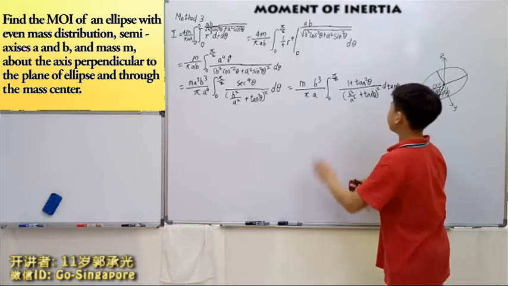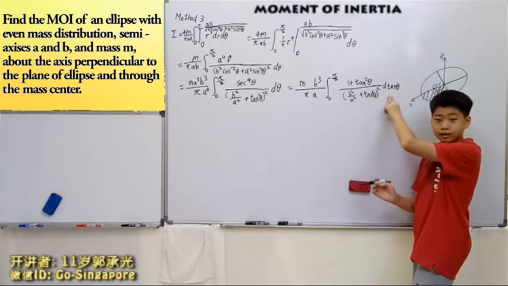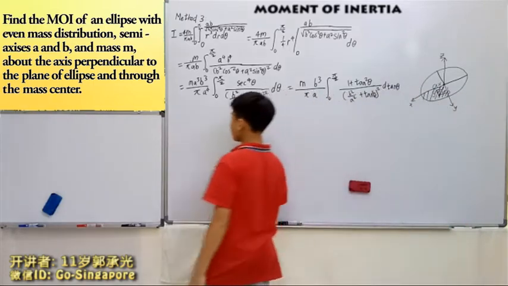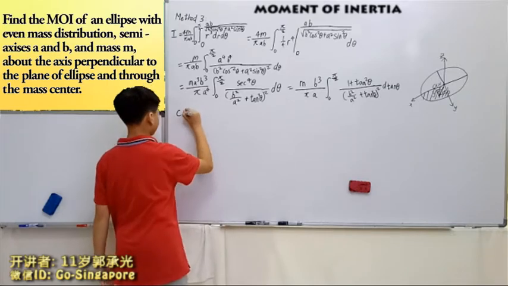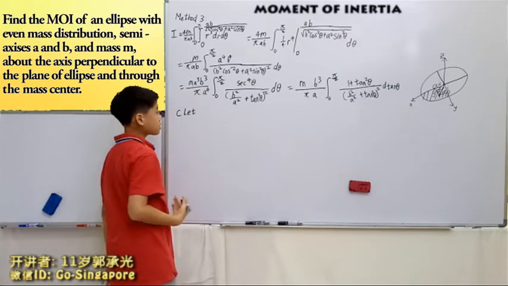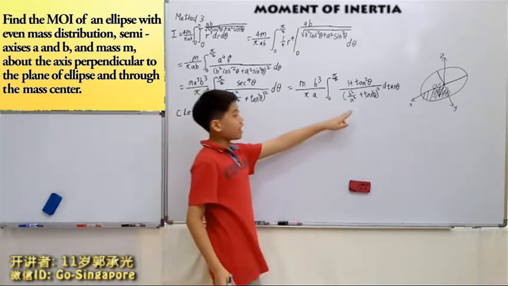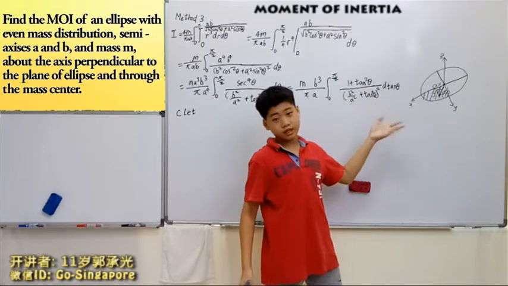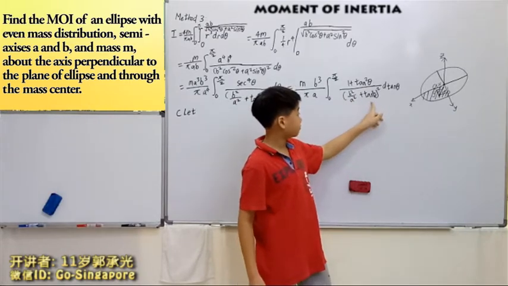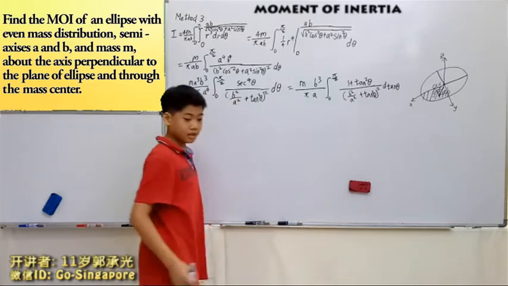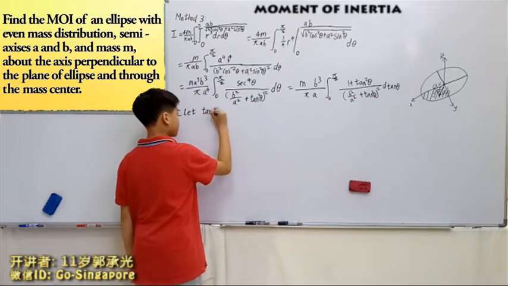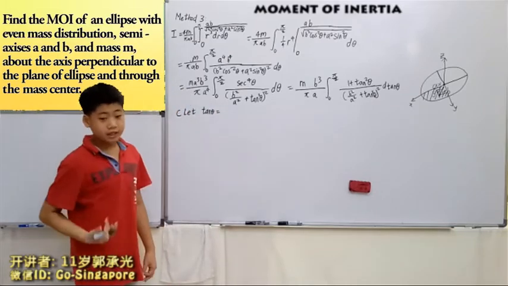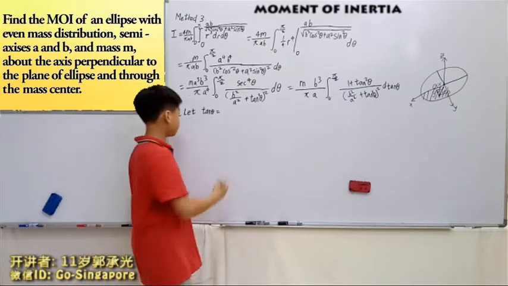Now it's more peaceful with only tangents here. So we can use substitution. What would we let? Now the tangent theta looks like a little bit. Now we don't like that. So we will want to let tangent theta, let's say, we let it be x.